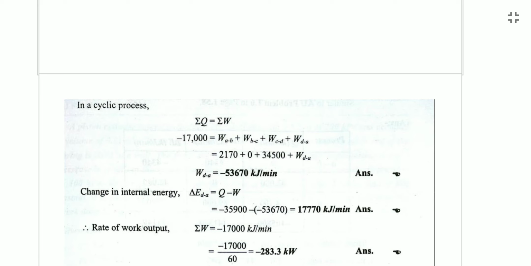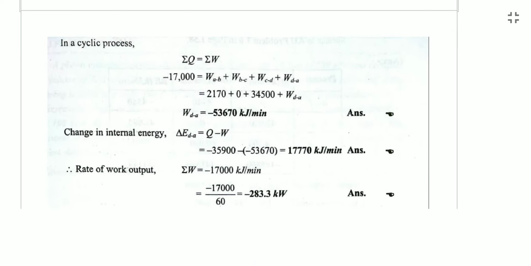Then we have to find the delta E value. In the fourth process, we found the heat transfer value and work done value. From that we can find the value of delta E also. We substitute here and we will get the value of delta E.